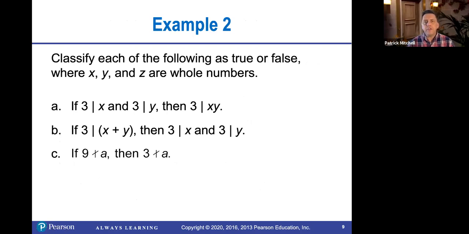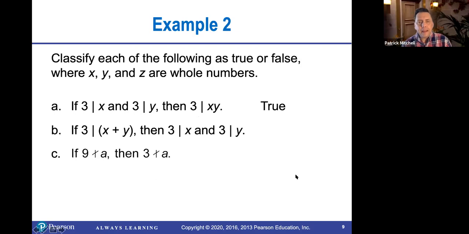Classify each of the following as true or false, where x, y, and z are whole numbers. First one is if 3 divides x and 3 divides y, then 3 divides x times y. Well, that is true because, and actually they've given me more information than I needed, x times y is automatically going to be a multiple of x. So as long as I know that 3 divides x, it doesn't even matter if 3 divides y. As long as 3 divides x, 3 is going to divide any multiple of x. And xy is a multiple of x. So that's true.